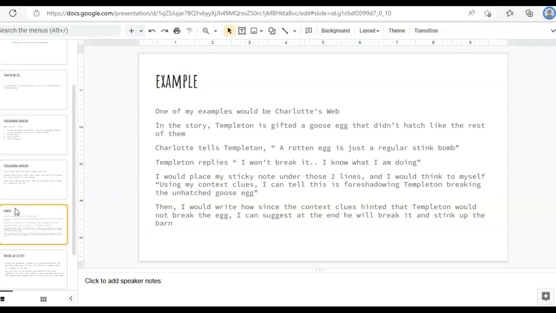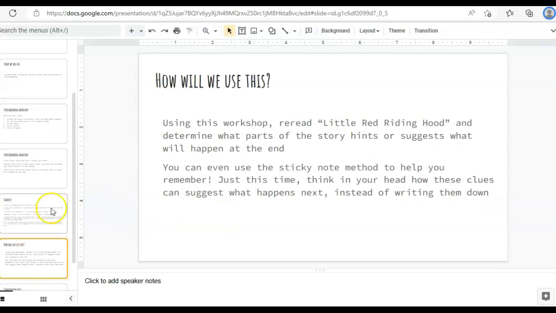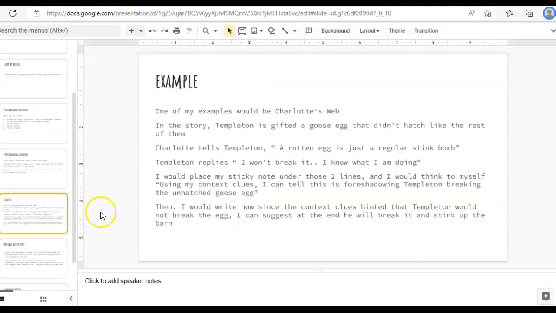One of my examples will be in Charlotte's Web. In this story, Templeton is gifted a goose egg that didn't hatch like the rest of them. Charlotte tells Templeton that a rotten egg is just like a regular stink bomb and to not break it in the barn. Templeton replies that he will not break it and that he knows what he's doing. I would place my sticky note under those two lines, and I would think to myself, using my context clues, I can tell that this is foreshadowing that Templeton will break the unhatched egg. Then I would write how, since the context clues hinted that Templeton would not break the egg, I can suggest at the end that he will break it.